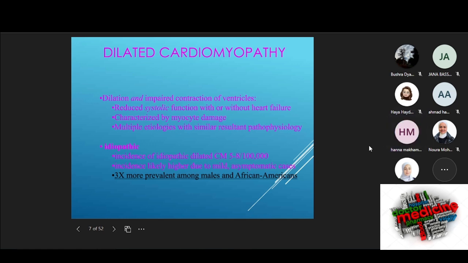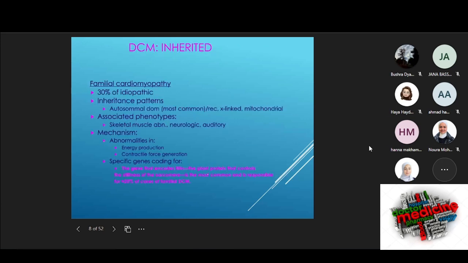Now, the dilatation and impairment in cardiomyopathy lead, as we said, to reduced systolic function due to myocyte damage. There are multiple etiologies. The idiopathic type that we are alluding to is rare, about 5 per 100,000, and the incidence is likely higher due to mild asymptomatic cases. It's 3 times more common in males and African Americans. The inherited dilated cardiomyopathy is 30% of the cases of idiopathic.